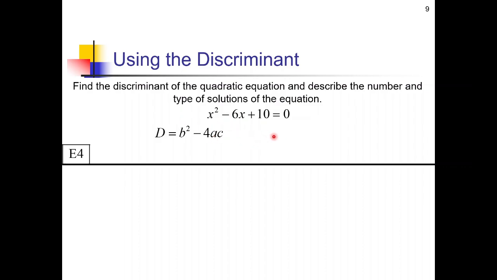Is it bigger? Is it 0? Is it less than 0? And that tells you based on that table what our solutions look like. So pause the video and give this a test drive.